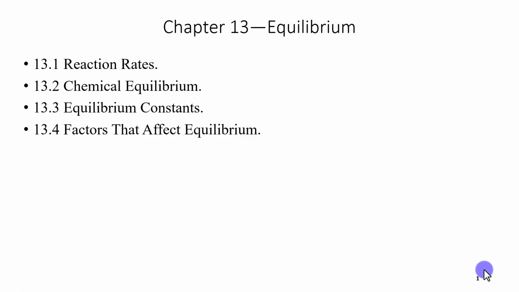In Chapter 13, we're going to deal with the concept of equilibrium in the context of chemical reactions. We're going to introduce reaction rates and collision theory, what is actually happening during a chemical reaction molecularly, talk about chemical equilibrium and equilibrium constants, learn how to write them, and then follow up with factors that affect equilibrium, then introduce the concept of buffers to tie in acid-base chemistry, the chapter that we just finished, and the factors that affect equilibrium as well.